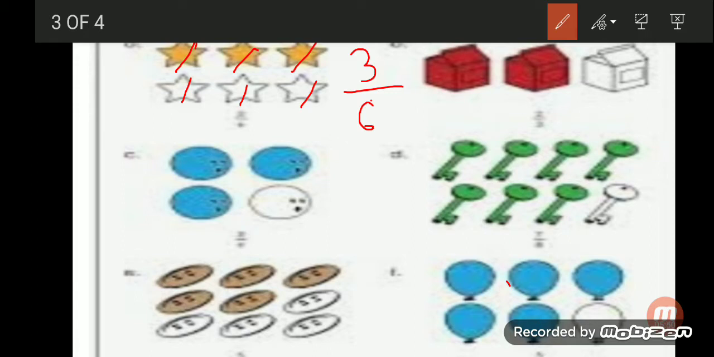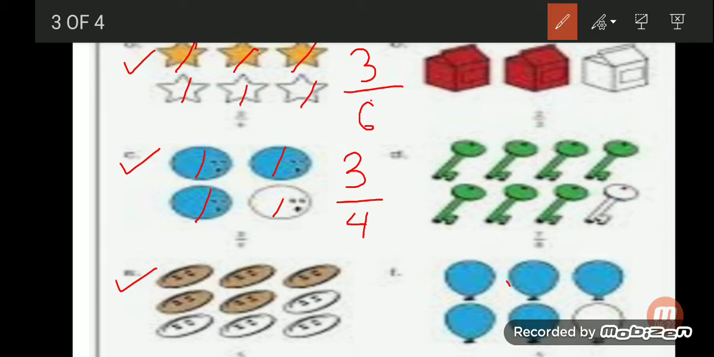Okay, now come to this question. Here we have to find out the fraction of the blue colored or blue shaded balls. So how many balls are blue here? Count it, 1 2 and 3. So we will write 3 at top, and at bottom we will write the total number of balls, that is 1 2 3 and 4. So 3 by 4 fraction of balls are blue.